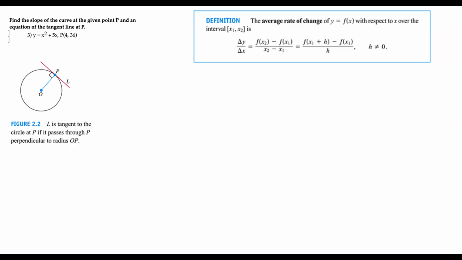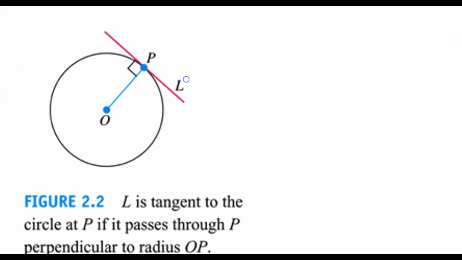Okay, now we're going to find the rate of change at a given point. It says find the slope of the curve at the given point P and an equation of the tangent line. So let's talk about the geometry for a second. If you're looking at something that looks like this, here's a circle, it's got some point P, and there's a line L that's being drawn tangent to the circle. What does tangent mean? That means it touches it only at one point. So it's only going to touch that curve at one point.